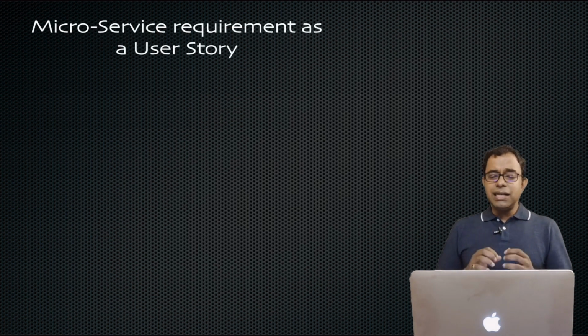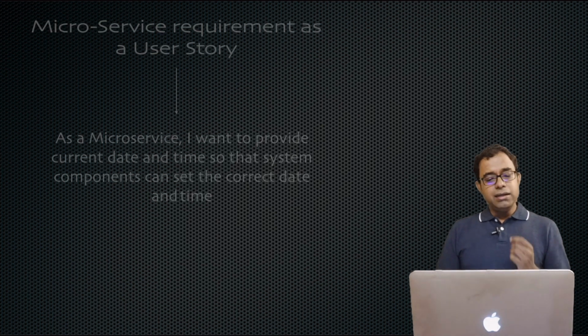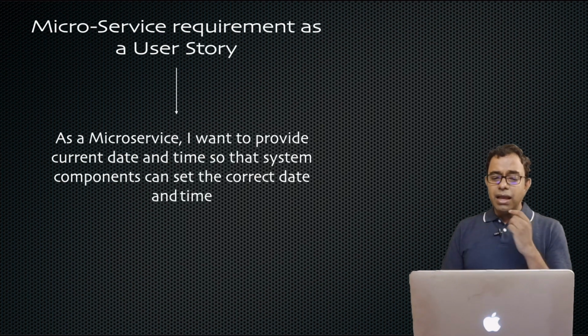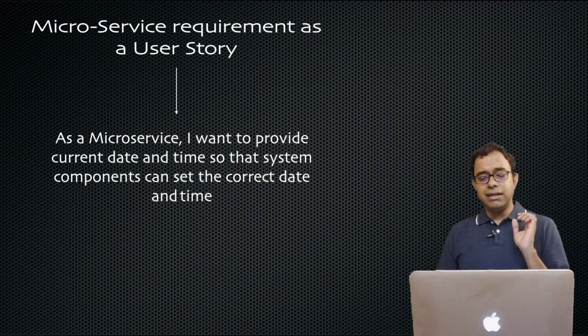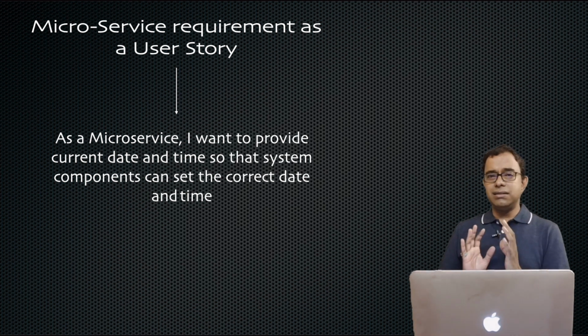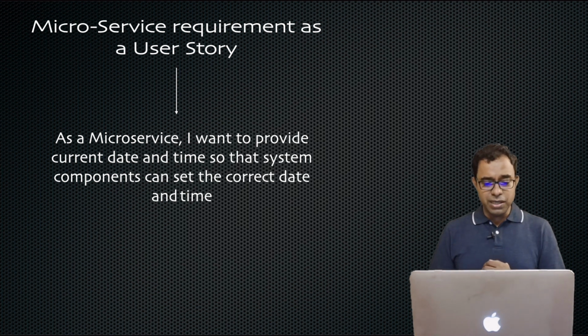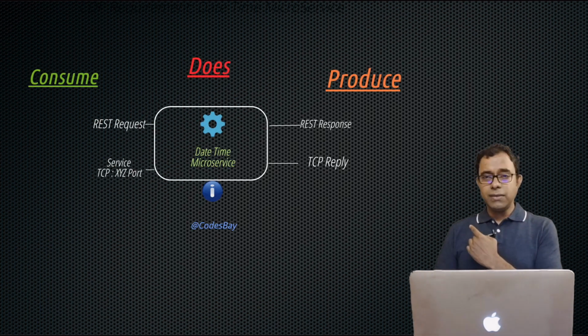Now let's first try to write a text-based user story to see how it will look. So here is the user story. As a microservice, I want to provide current date and time so that system components can set the correct date and time. Makes sense? Some words here and there, but this is the general way this requirement would be written. Now let's see how it will look with the CDP model. Here is how it will look in the CDP model.